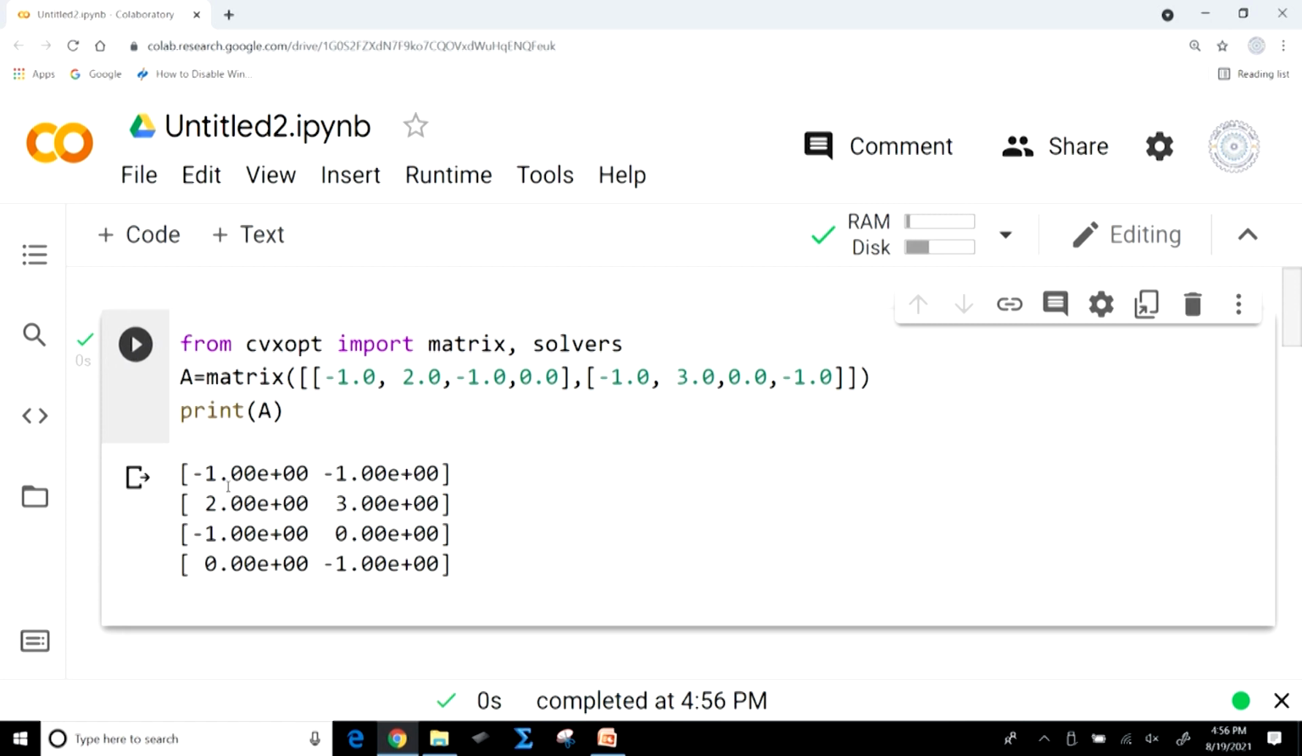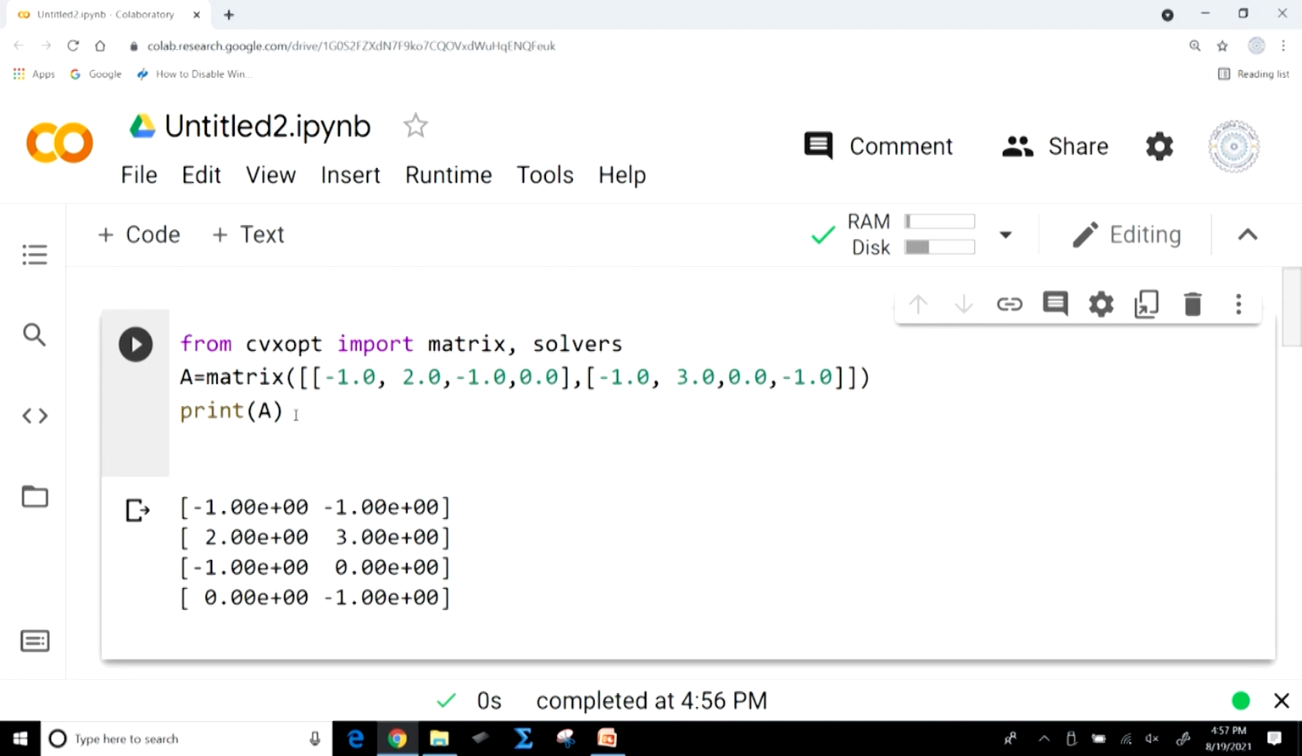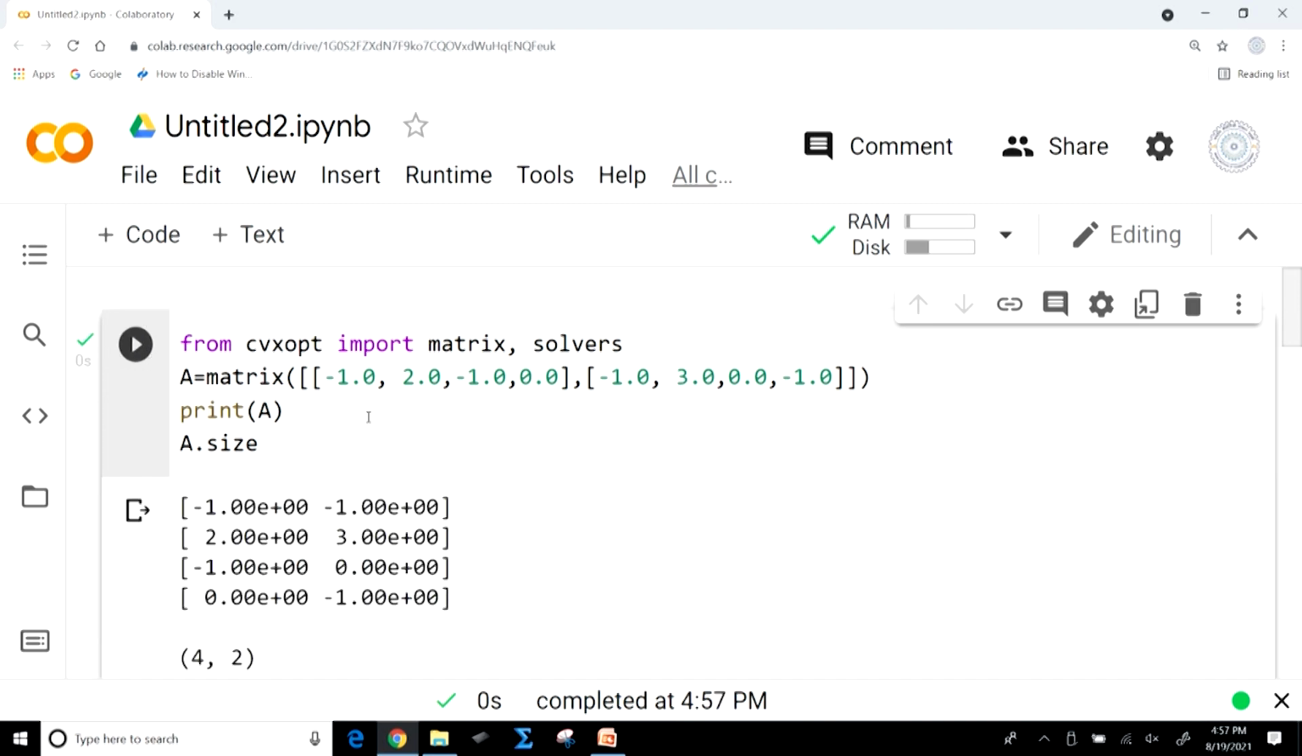So, this is the matrix -1 2 -1 0 as the first column, and the second column is -1 3 0 -1. Now, if you want to see the size of this matrix, you can see that using A dot size. Size is 4 by 2, 4 rows and 2 columns. This is simply to check that whatever matrix we have written is correct or not.